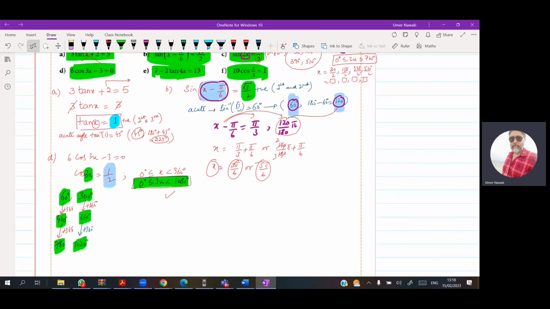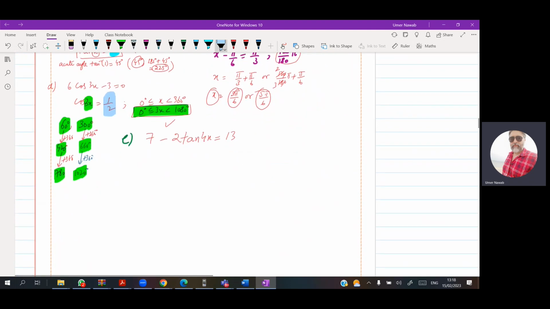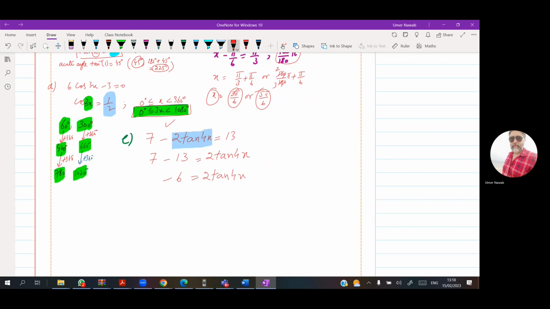Okay, so let's see the E part as well, because it has tan. So students need to practice it more. I love to have my subject term positive, so I need to rearrange my equation in this way. 7 minus 13 is equal to 2 tan of 4x. 7 minus 13 is giving you minus 6 is equal to 2 tan of 4x. So minus 3 is equal to tan of 4x.